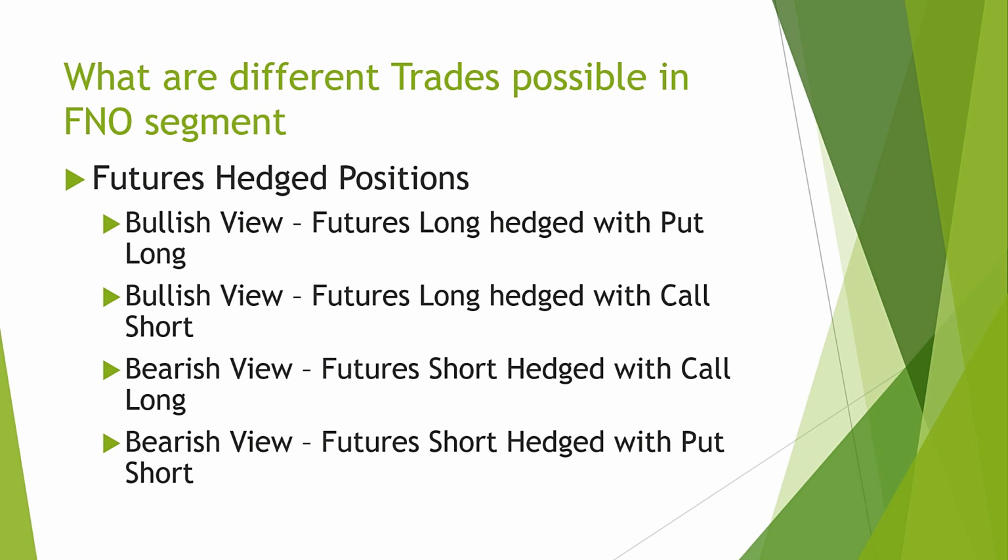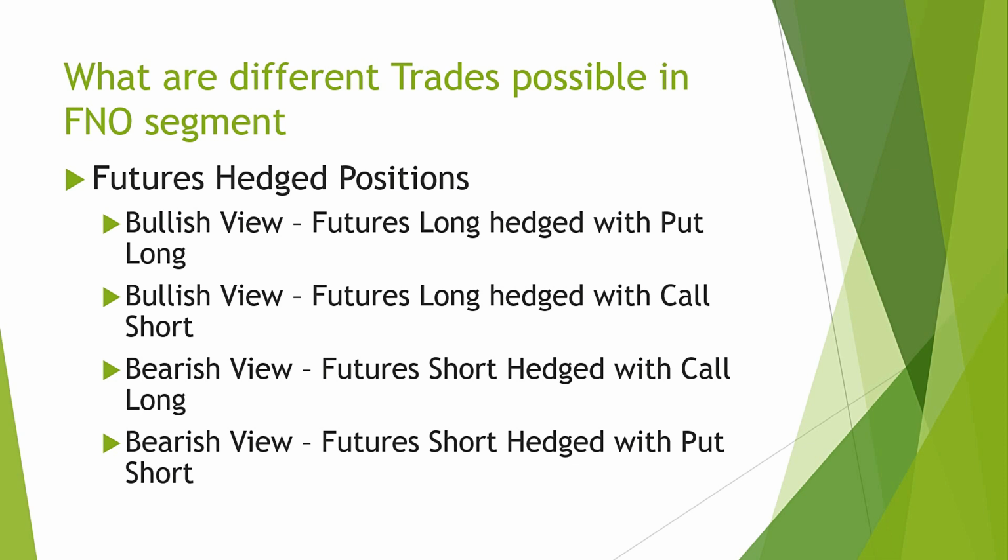So when we have a bullish view, we can buy futures, that is called futures long, and this position can be hedged using puts. To hedge futures long, we have to long puts, means we buy futures and we buy put. This is one type of hedge for a long position in futures. Then there is another hedging where we are long in futures and it is hedged with selling call. So call short and futures long is also a bullish position which is hedged.